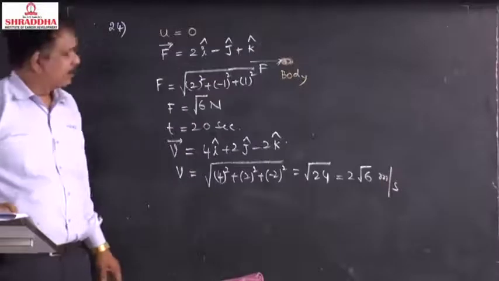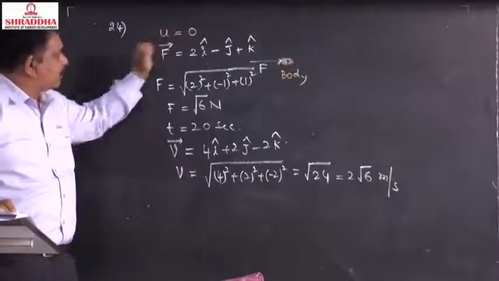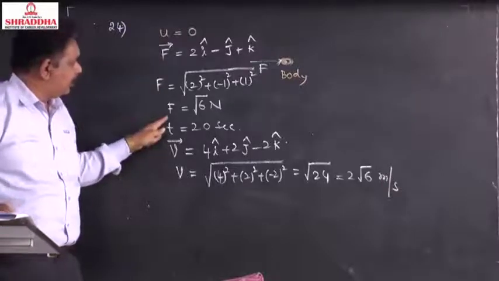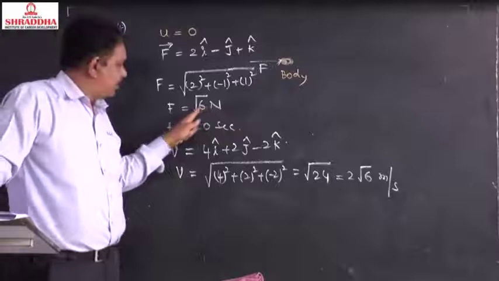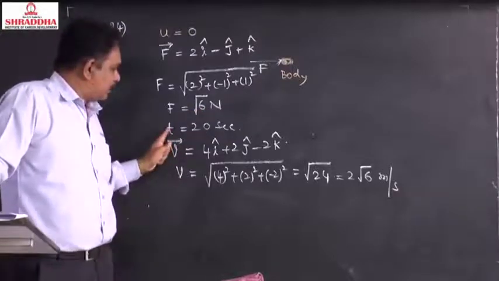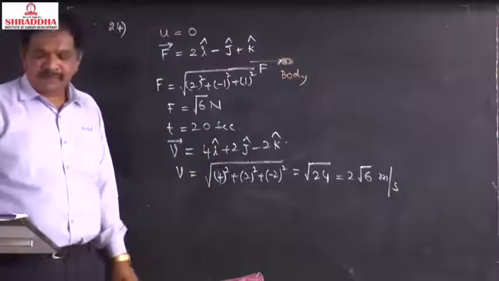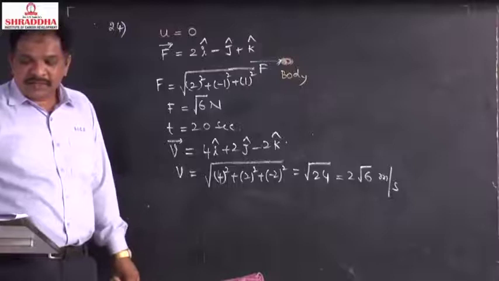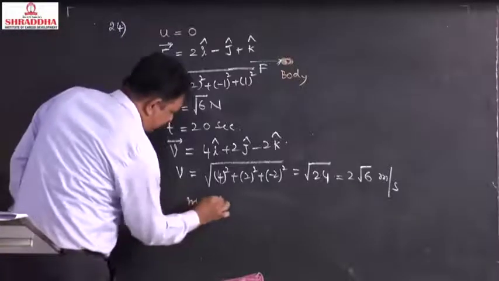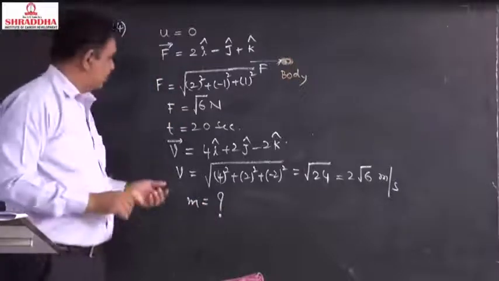That is the velocity. Once again listen, body is at rest. We applied a force on the body. Force magnitude will be root 6. After 20 seconds, velocity of the body becomes 2 root 6 meter per second. What is the mass of the body? That is the question. Okay.